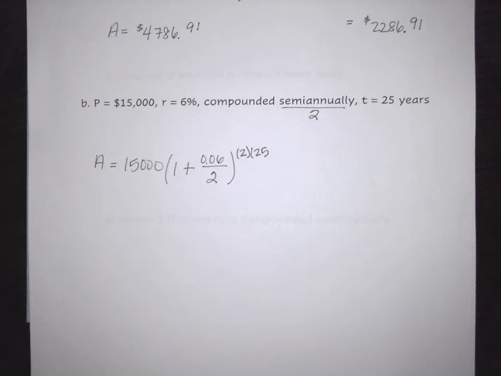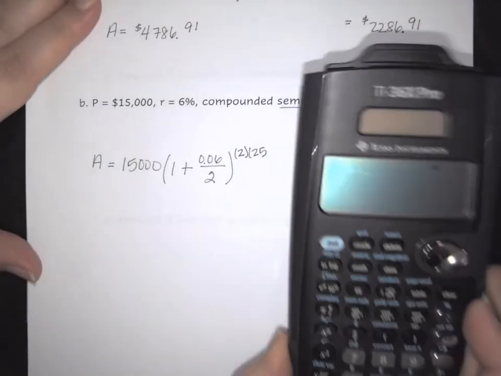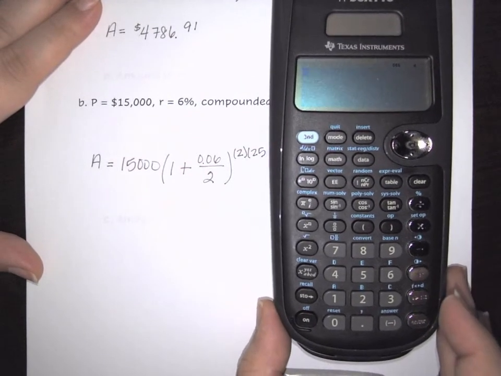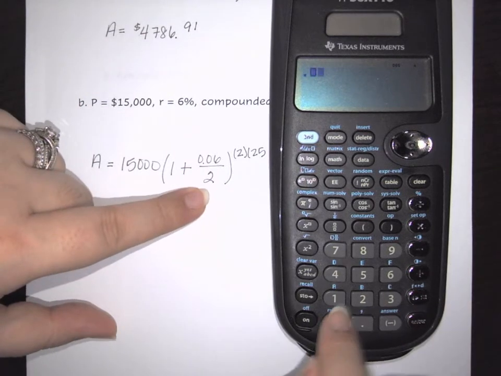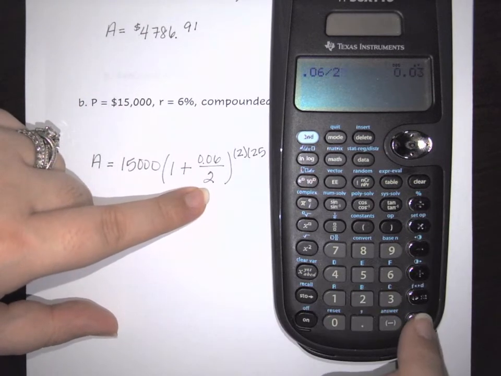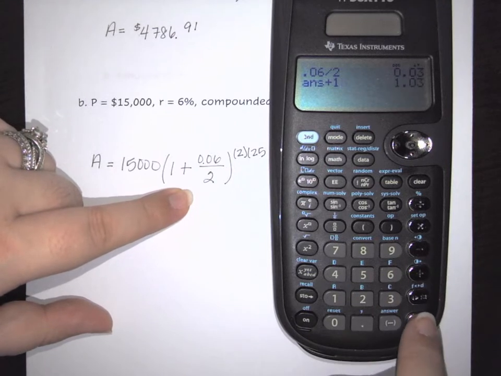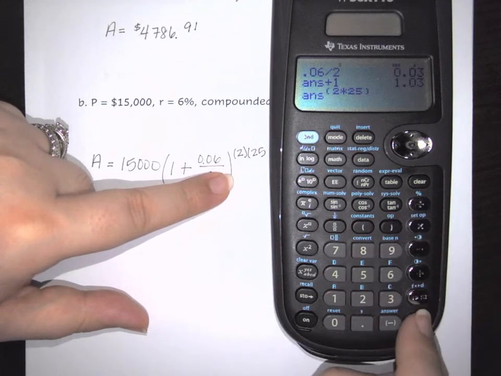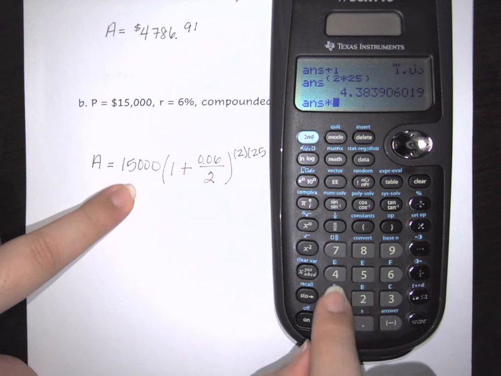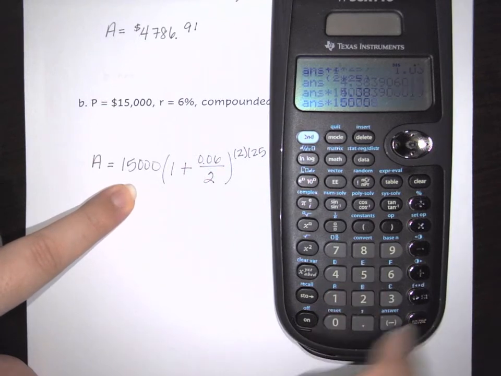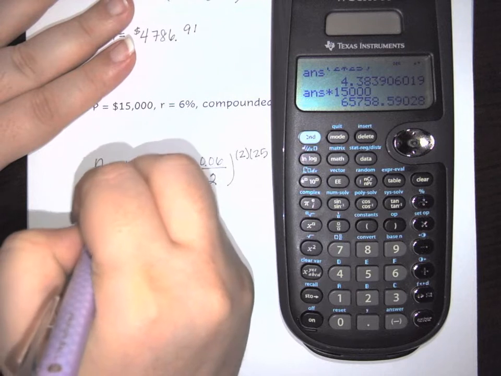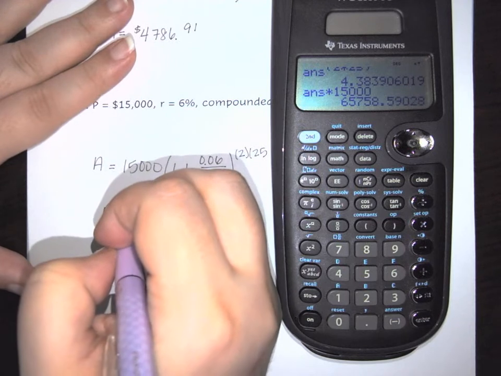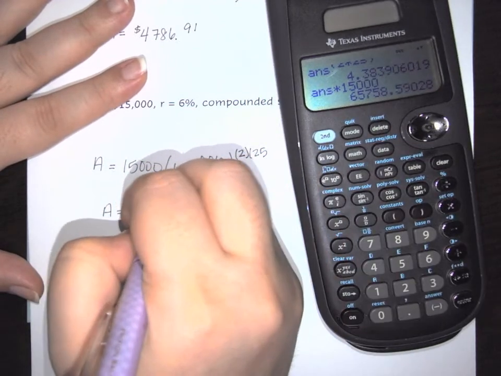So again, you would do the same thing with your calculator. Just to make sure that we're all on the same page, let's walk through it one more time. We're going to do 0.06 divided by 2 and hit enter. Then we're going to plus 1 and hit enter. We're going to raise it to the power of 2 times 25 and hit enter. And then we're going to multiply that by 15,000 and hit enter. So what we end up getting is that your A is going to be $65,758.59.